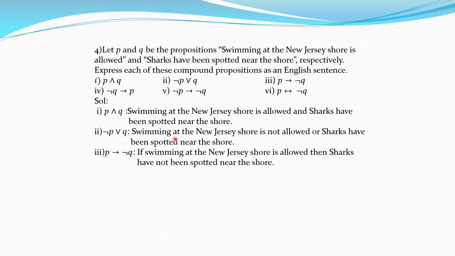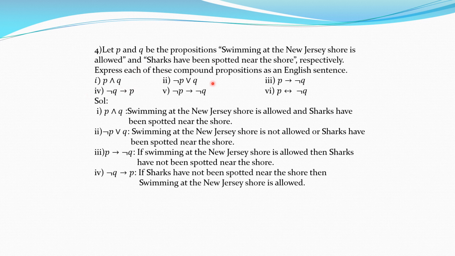So, the statement will be: if swimming at the New Jersey shore is allowed, then sharks have not been spotted near the shore. Now, next is negation Q implies P. Now, this is similar to the third one. If not Q, then P. So, after "if" we have to write the negation of Q, and after "then" we write statement P as it is. So, it is: if sharks have not been spotted near the shore, then swimming at the New Jersey shore is allowed.